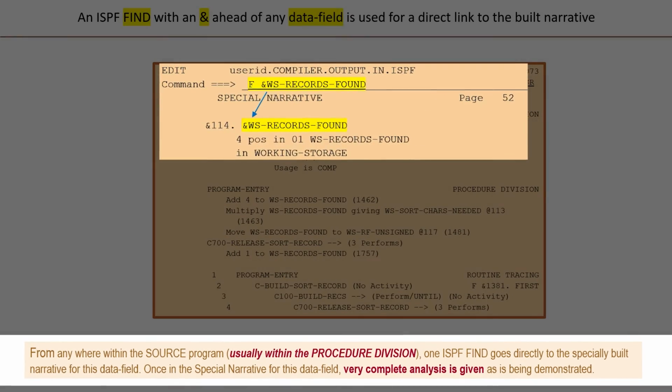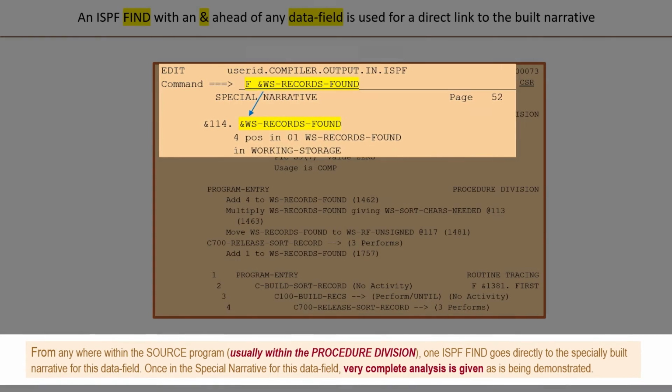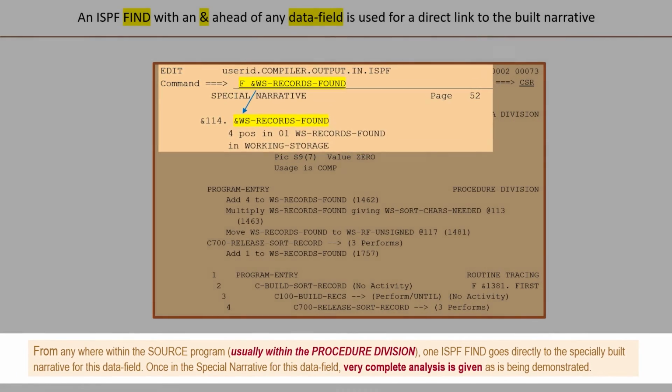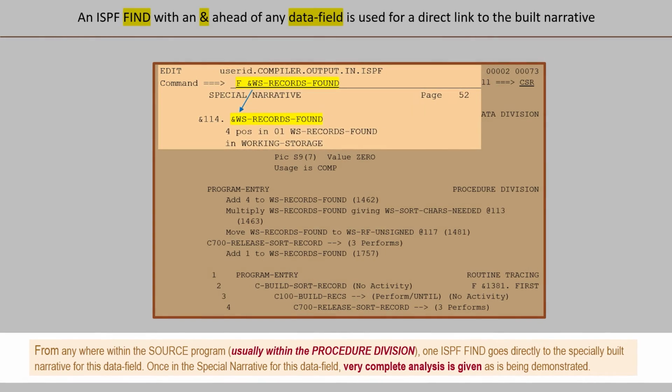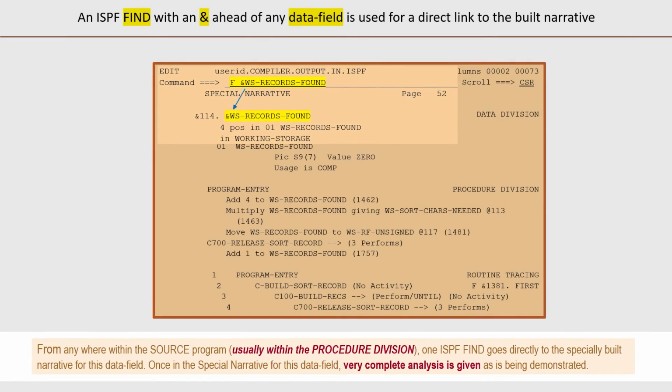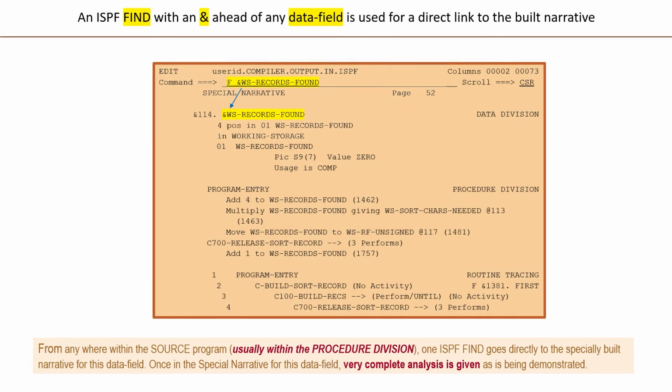An ISPF find with an ampersand ahead of any data field is used for a direct link to that narrative. From anywhere within the source program, usually within the procedure division, one ISPF find goes directly to the specially built narrative for this data field. Once in the special narrative for this data field, very complete analysis is given, as is being demonstrated.